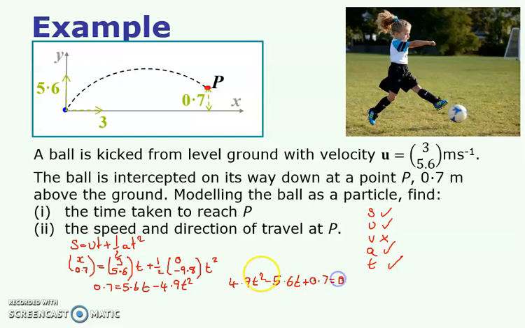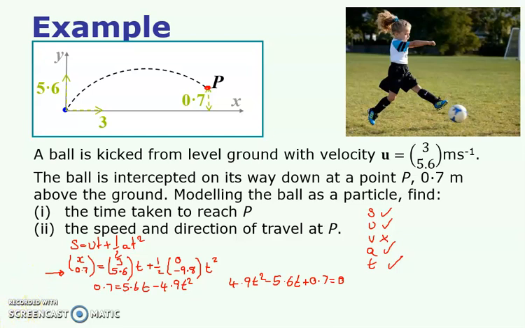And I can chuck that into my calculator. That was just looking at the y part of it, the y component. So menu, go down to A. I want polynomial, coefficient of degree 2. The numbers are 4.9, negative 5.6, and 0.7. And I get answers, t equals 1 and 1/7.